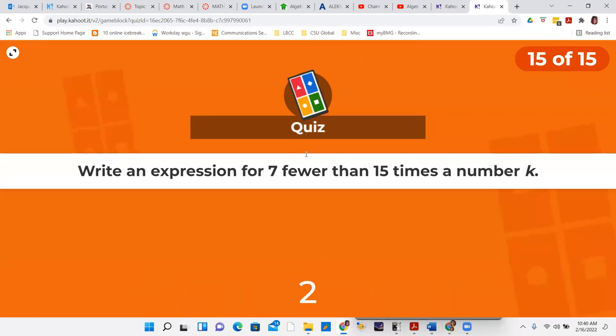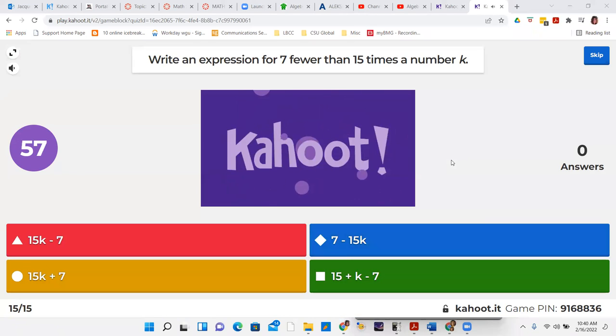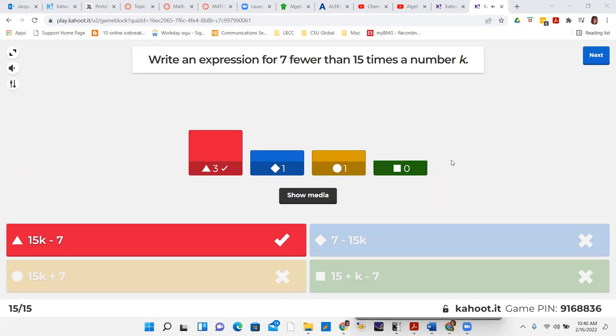All right, last one. All right, good. 7 fewer than 15 times k. So that means to subtract 7.